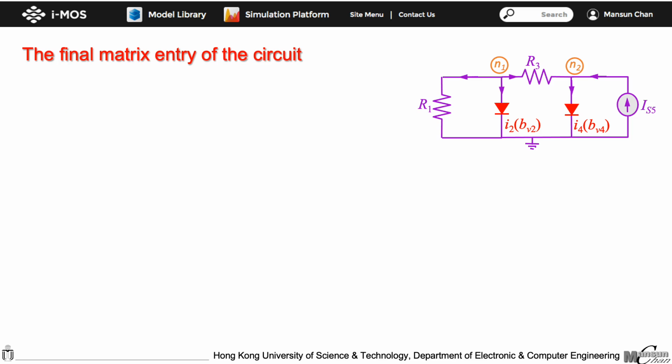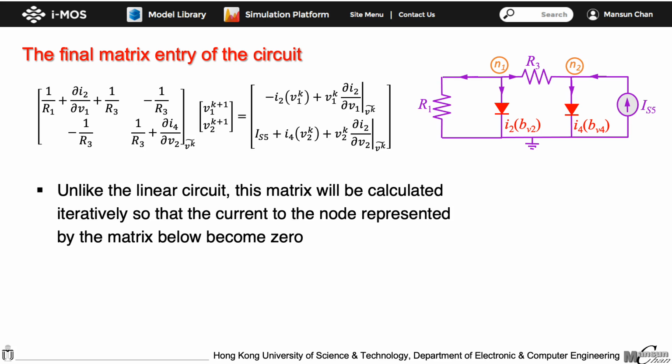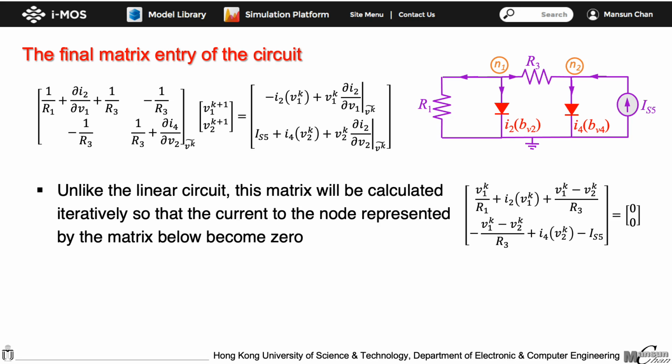To summarize, the final matrix equations of the example circuit is given here. Unlike the case for linear circuits, this equation will be solved iteratively until all the total node currents become 0. The condition for convergence is given by the vector equation here. The top row represents all currents to node 1, and the second row represents the total current to node 2. We want them both 0. And this can also be achieved by checking the values of voltage in the new guess compared with the current guess, which is given by the equation here.